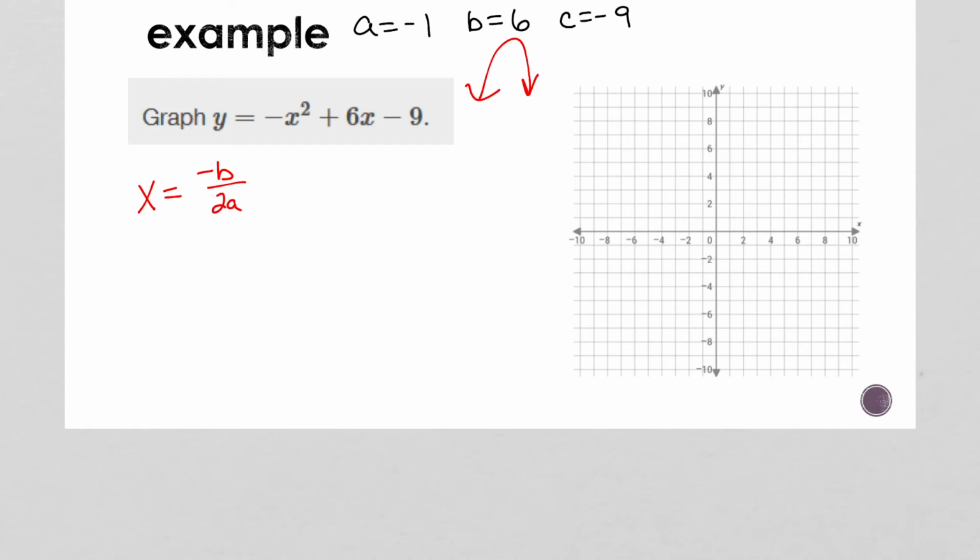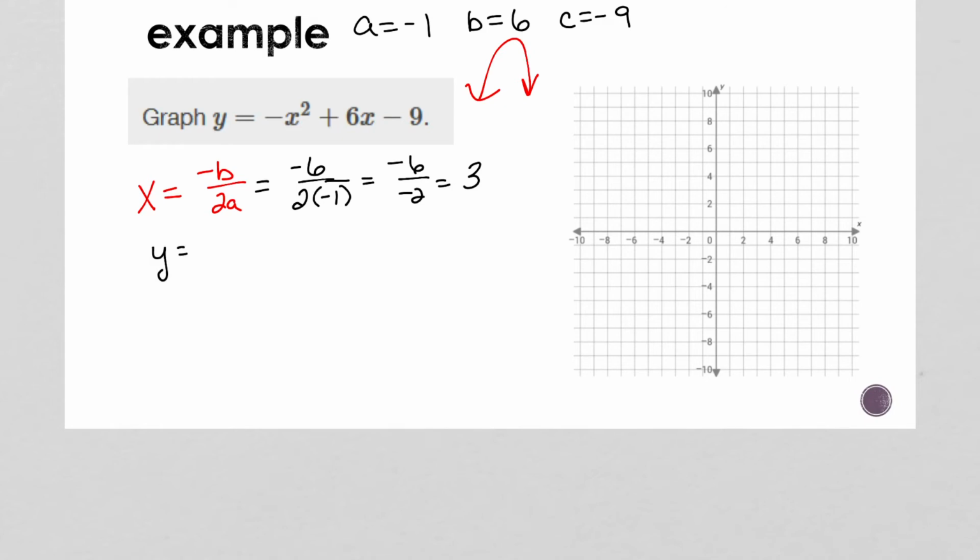So let's go ahead and do this math. The opposite of b is negative 6, 2 times negative 1 in the denominator. So I get negative 6 over negative 2, which gives me positive 3. That's just our x-coordinate. So let's find our y-coordinate of the vertex.